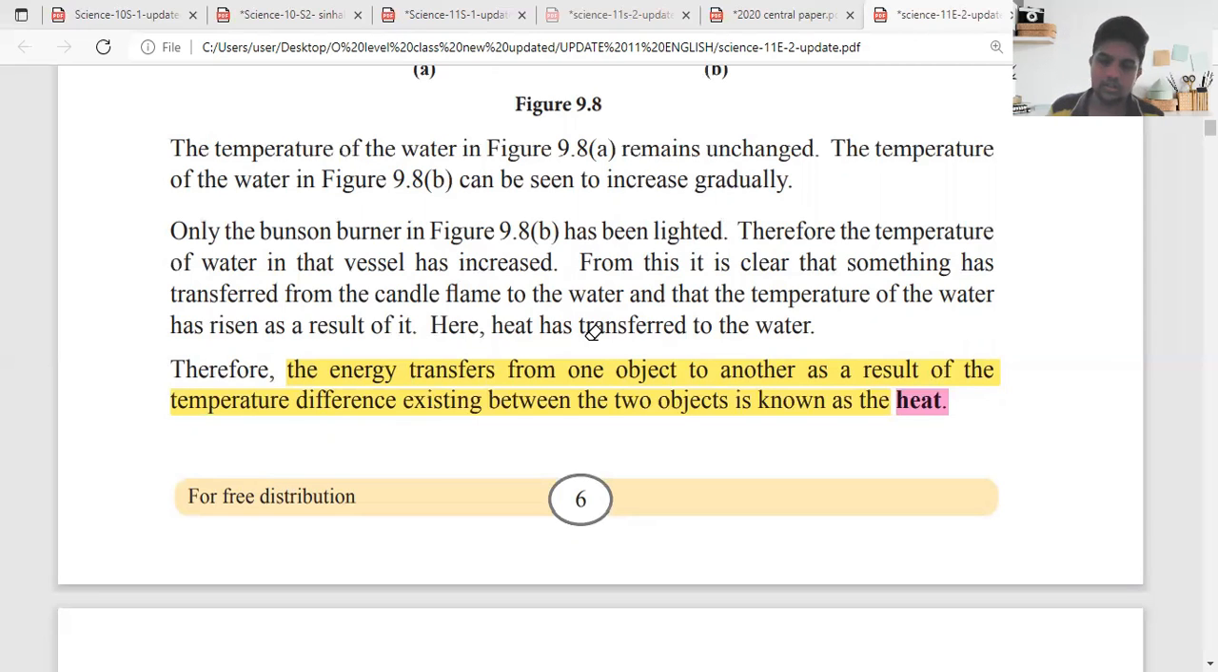Write down that definition. Now in physics they don't ask for the definition, but for the completion of the note I will give it, because you need to get an idea about the process. Write down: energy transfers from one object to another.